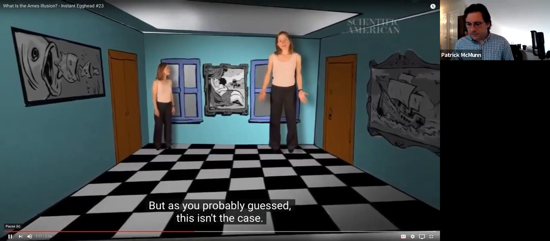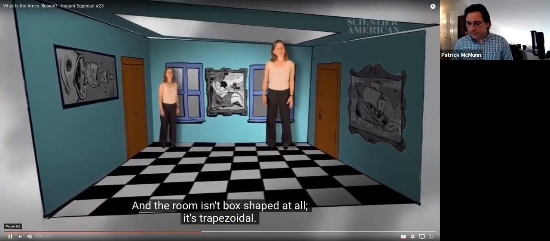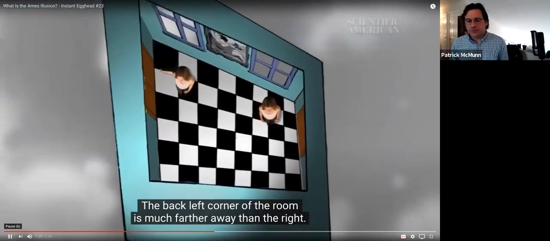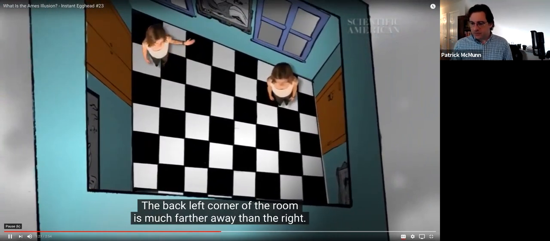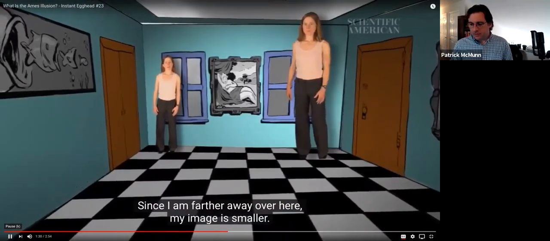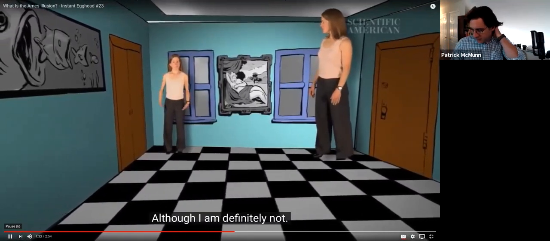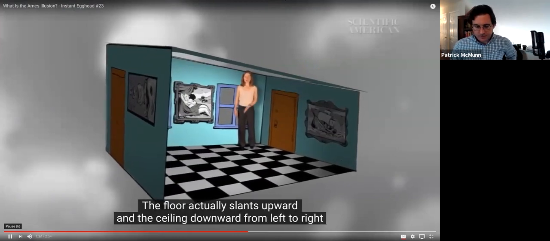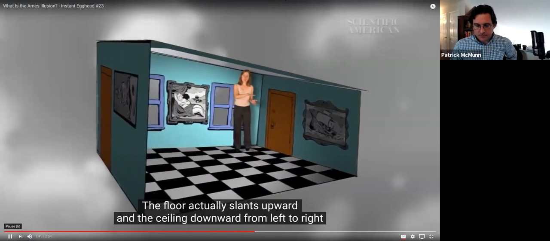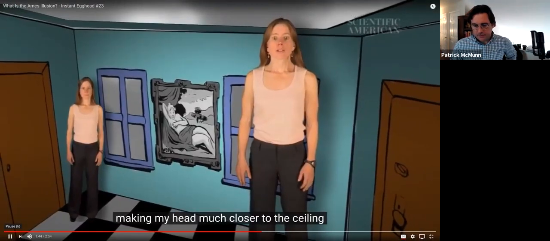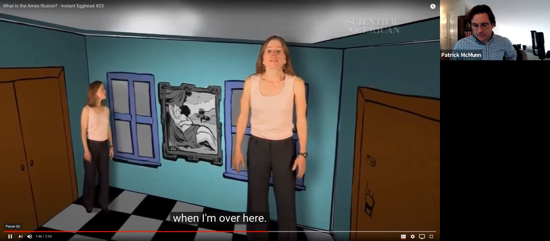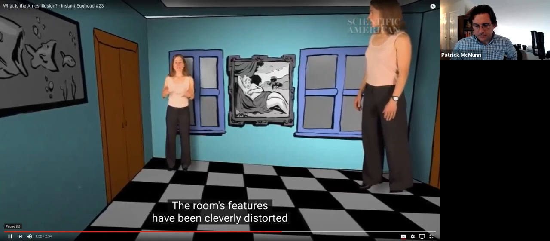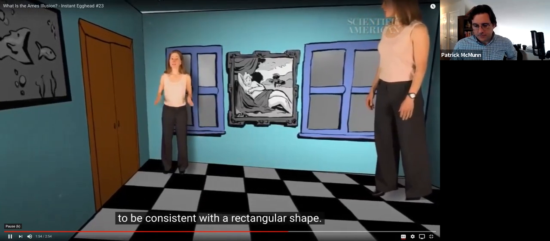But as you probably guessed, this isn't the case, and the room isn't box-shaped at all. It's trapezoidal. The back left corner of the room is much farther away than the right. Since I'm farther away over here, my image is smaller, although I'm definitely not. The ceiling cue is also misleading. The floor actually slants upward and the ceiling downward from left to right, making my head much closer to the ceiling when I'm over here. Why couldn't you see these things and adjust your size estimates? The room's features have been cleverly distorted to be consistent with a rectangular shape.